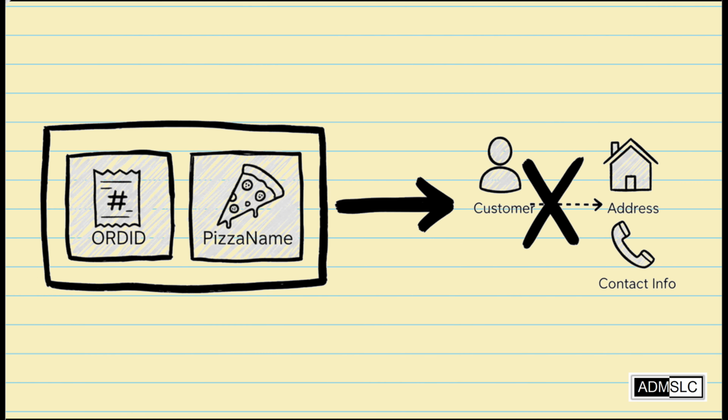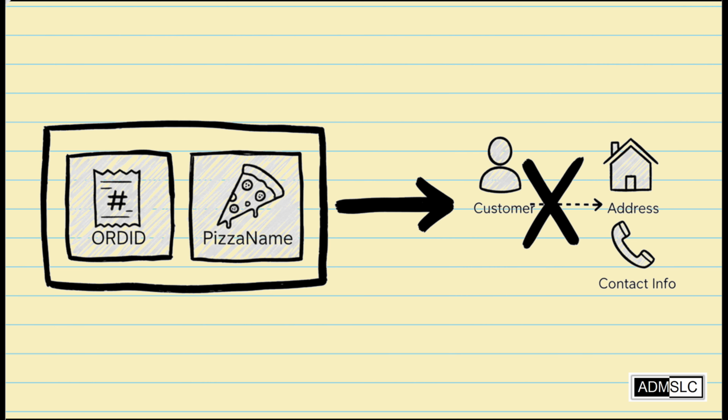Let's apply that rule to our table. Remember, our primary key is order ID plus pizza name. So ask yourself this, does the customer name depend on both of those things? No, of course not. John Smith's name only depends on the order ID, 101. It has absolutely nothing to do with whether he ordered a pepperoni or a veggie pizza. And the same thing is true for his address, his phone number, the order date, and the driver. All of these fields depend on just a part of the key, the order ID, not the whole key.